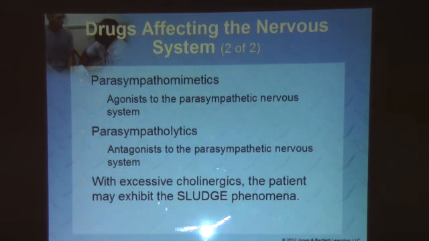Parasympatholytics are also called anticholinergic medications. They block the two types of cholinergic receptors, which are called muscarinic and nicotinic.